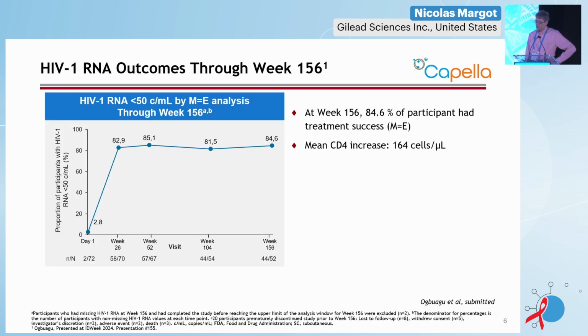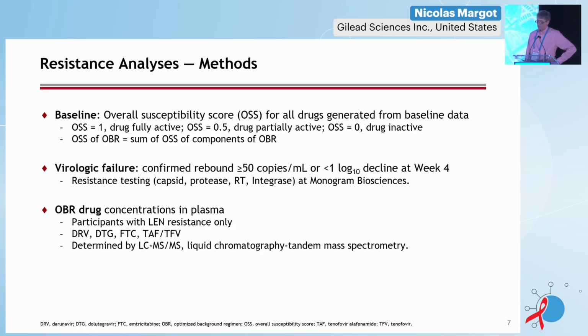And despite this high level of resistance, as shown here, over 80% of participants were showing treatment success through the study in this missing-equals-excluded analysis. So good response, and also in terms of CD4, there was a really meaningful increase of 164 cells per microliter at week 156. So a little bit of the methods.